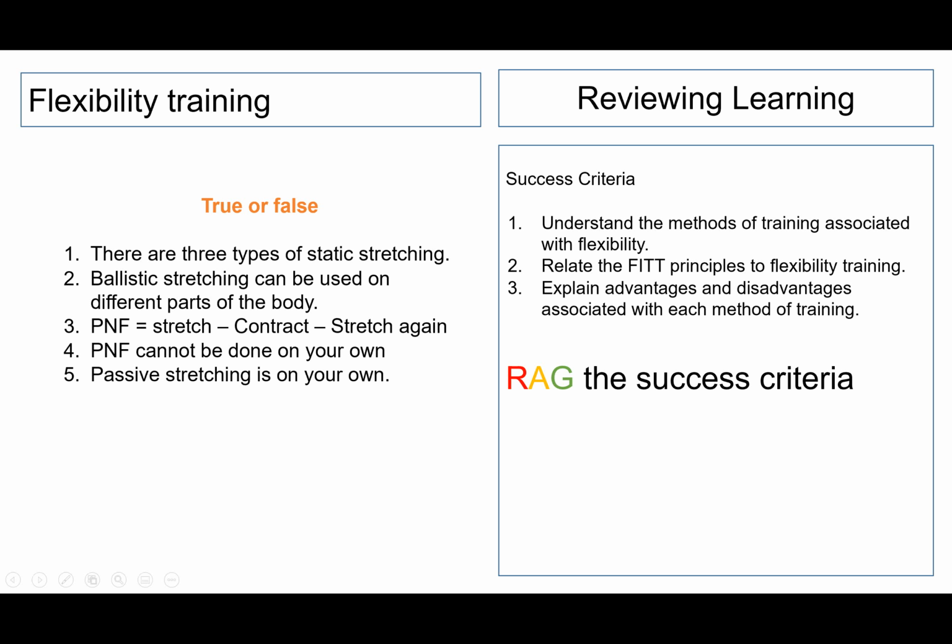Always look at the success criteria of a lesson at the end and throughout to see if you're meeting those success criteria. So just give it a RAG rating, red, amber, green. Do you understand? Make sure you put this down when you hand it in, and I'll be able to review then how successful you have been at learning about flexibility training.